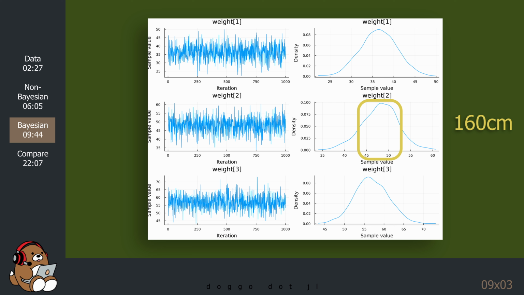For the 160 centimeter or 5'3" individual, this model predicts that their weight can be anywhere from 35 kilograms to 60 kilograms, with a higher probability around 45 kilograms and 50 kilograms, or roughly between 99 pounds and 110 pounds. And for the 175 centimeter or 5'9" individual, this model predicts that their weight could be anywhere from 45 kilograms to 70 kilograms, with a higher probability between 55 kilograms and 60 kilograms, or roughly between 121 pounds and 132 pounds. Pretty cool, right?